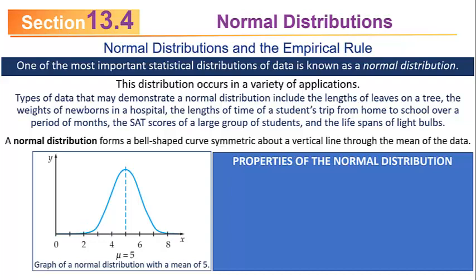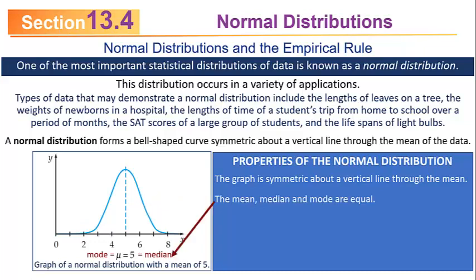Let's look at some of the properties of the normal distribution. First of all, the graph is symmetric about that vertical line through the mean. If you were to cut that graph in two, right down that vertical line, the left half would fold right over on top of the right half. That's the symmetry. It turns out that the mean, median, and mode are all the same for a normal distribution.